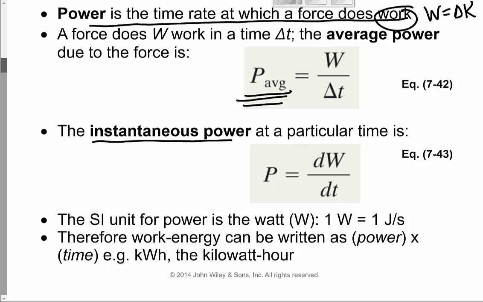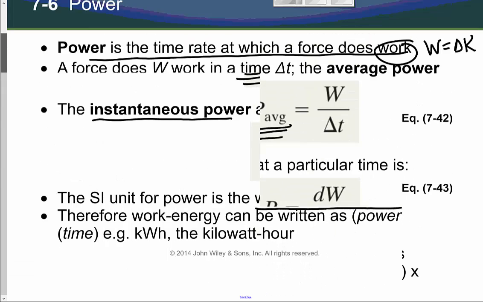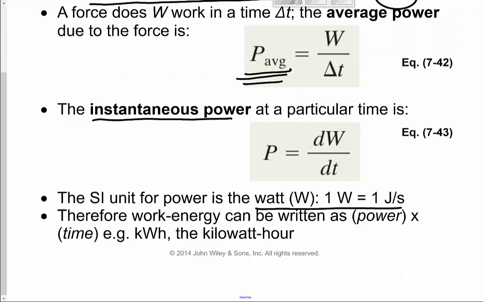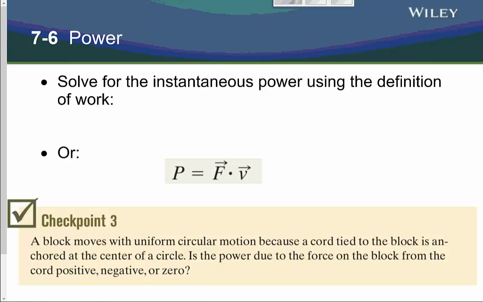The units for power are the watt. I'm sure you have seen this before. The watt is simply the unit for work, which is a joule, divided by the SI unit for time, a second. So it's joules per second. You can leave things as a watt or as joules per second. So let's look at a couple more things about power.